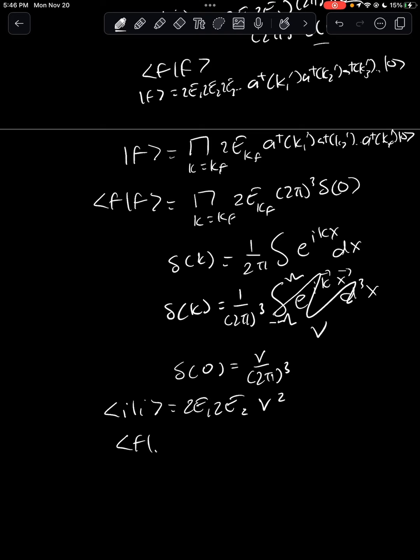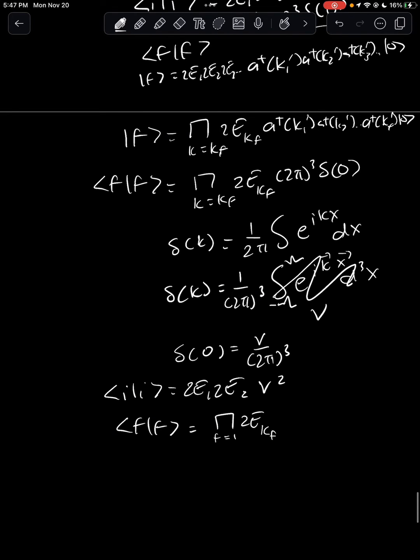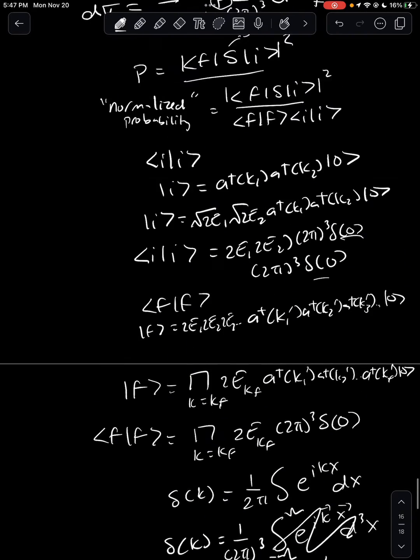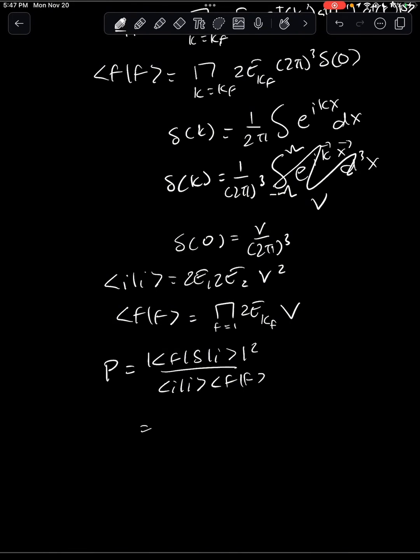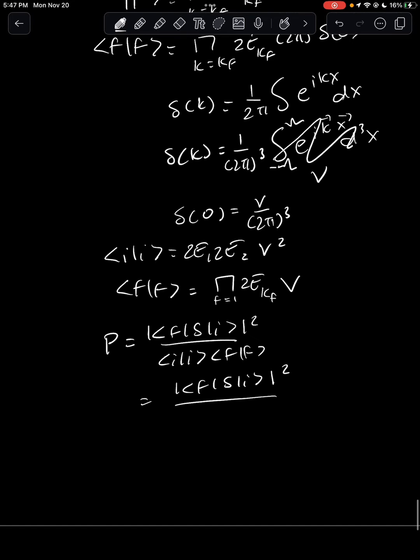And then for the final state, this should be f equals 1, and then delta of 0, which is just going to be V. So this means that our normalized probability, which was this over here, turns into the same thing over 2E1, 2E2, the product from f equals 1 of 2E_kf, and then V cubed.